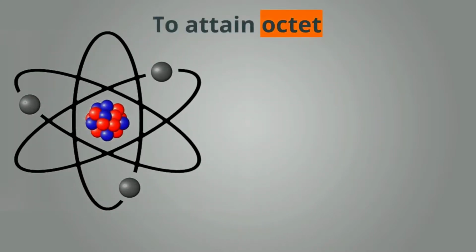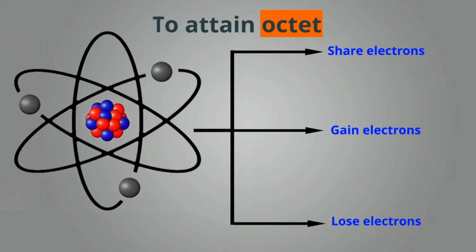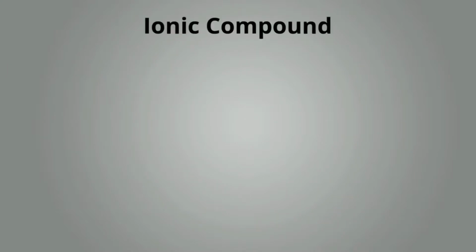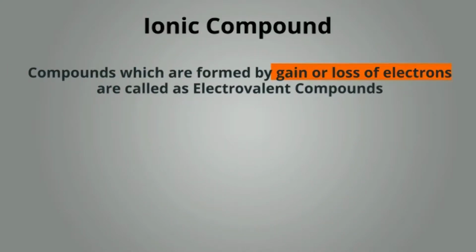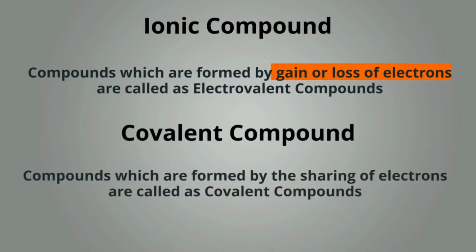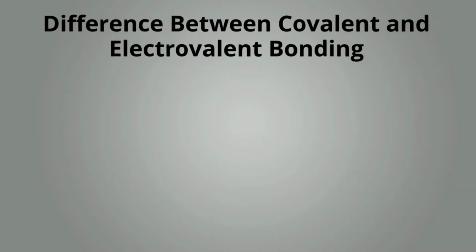We know that atoms can either share, gain, or lose electrons to have a stable octet structure, which means they should have 8 electrons in their last shell. Now, compounds which are formed by gaining or losing of electrons are called ionic compounds. But the compounds which are formed by sharing of electrons are called covalent compounds. Let us see the difference between ionic and covalent bonding.